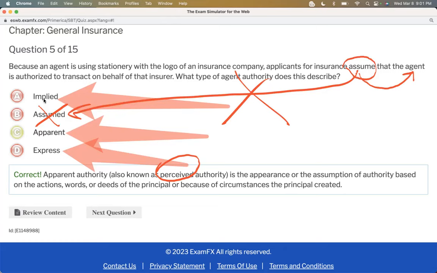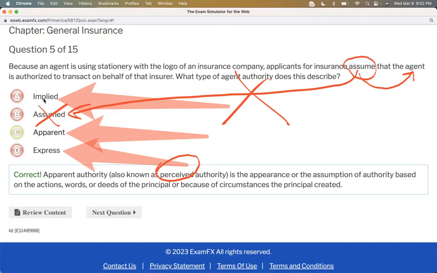Any questions? Nope. So what is implied authority? What is express authority? So apparent authority is you assume that, like, if you're trying to sell me life insurance, I'm going to assume that you have a life license. That's apparent authority or perceived authority. Express authority is in black and white. It's in writing, it's in the contract, boom, it's there. It's expressed, boom, black and white.